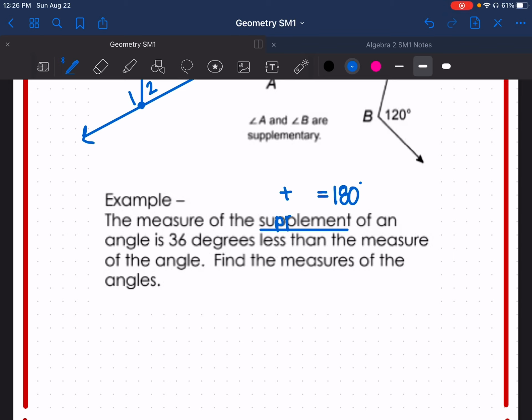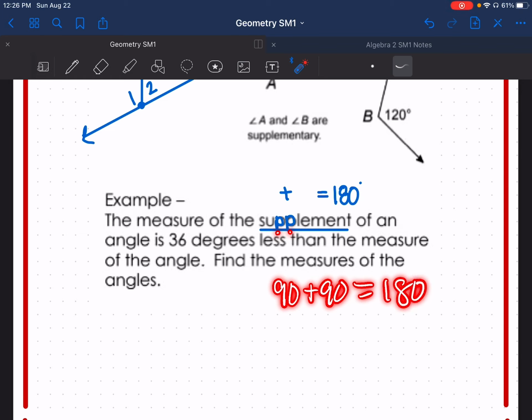There are two letter P's in the word supplement or supplementary. The letter P looks like the number 9. So these P's are telling you how many 90s are in this angle pair. So there are two 90s here, 90 plus 90, 180. If you go back to complementary, there's only one P in it, and so it would just be 90. It's just a quick way, a little way to help your brain remember.